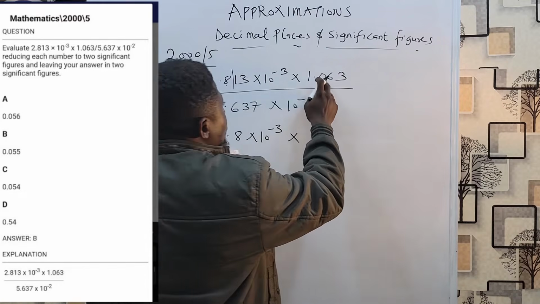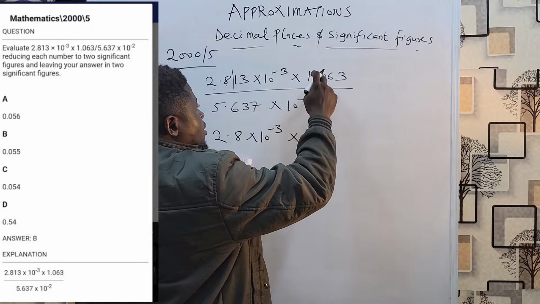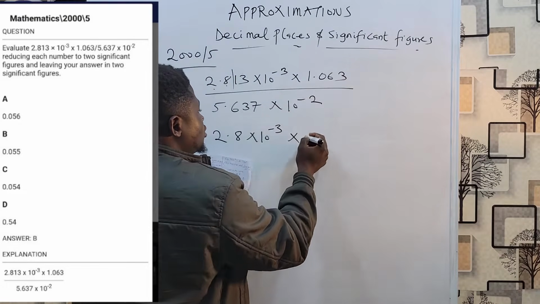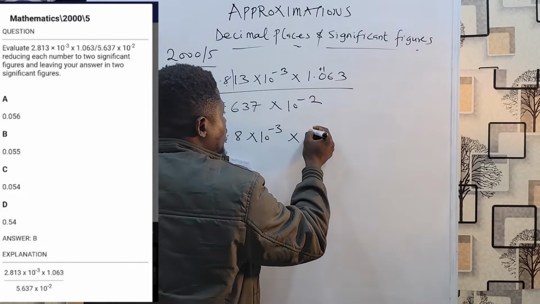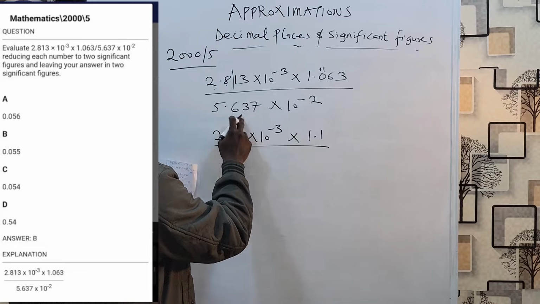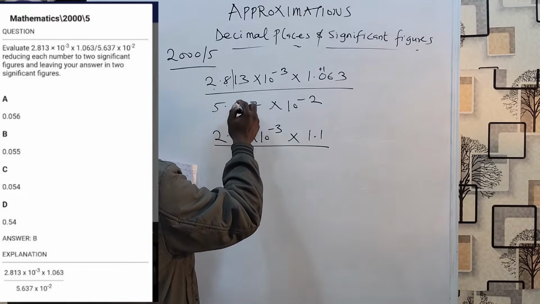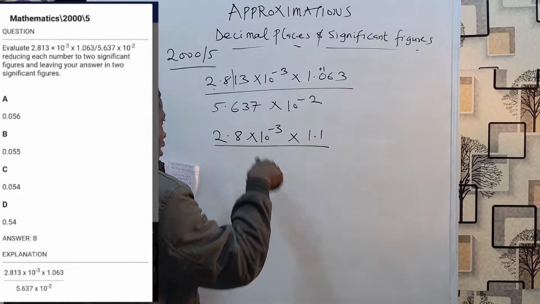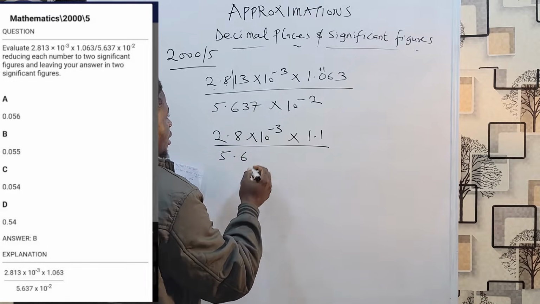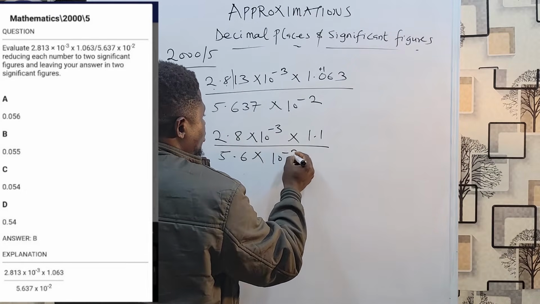Then 2 significant figures here: 1, 2. Do you round down 6 or round up 6? We round up 6. So this becomes what now? Plus 1 here. So I'm going to have 1.1 all over. Now 2 significant figures here: 1, 2. Do you round up 3 or round down 3? We round down 3. This becomes 0, 0. So we're going to have what now? 5.6, then times 10 raised to the power minus 2.